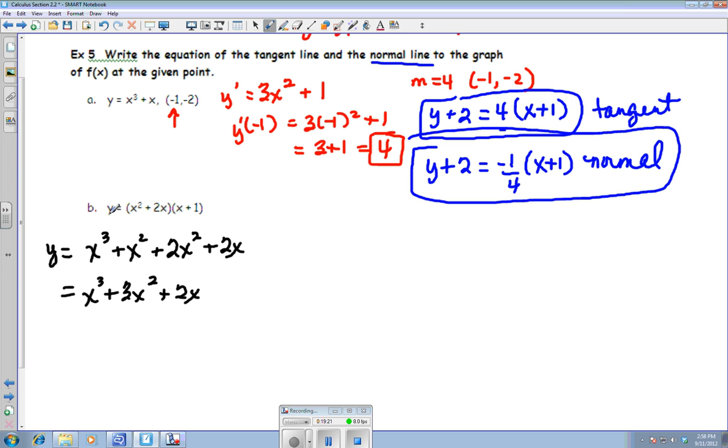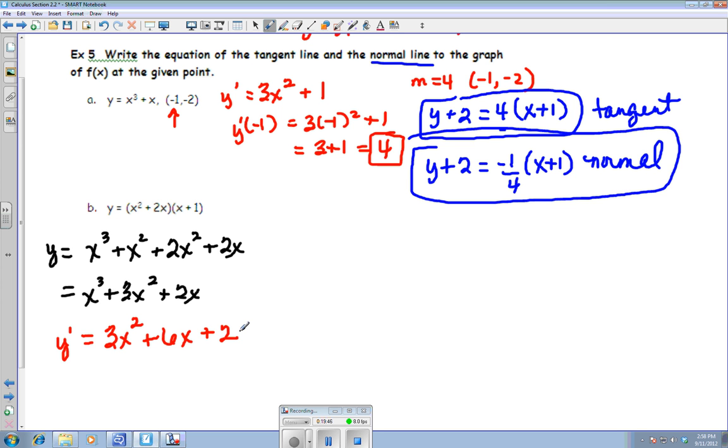Okay, so I just rewrote the problem. I haven't done anything with derivatives yet. So now I'm going to find the derivative of each of these terms. So y prime equals, we're using the power rule, so bring down your exponent and subtract 1. 2 times 3 is 6, bring down your exponent, subtract 1, plus derivative of 2x is 2. So that's the derivative, the slope of the tangent line.